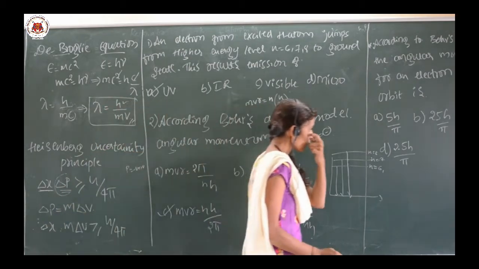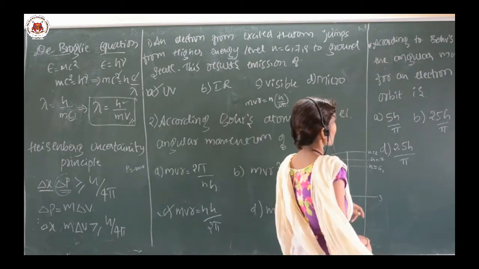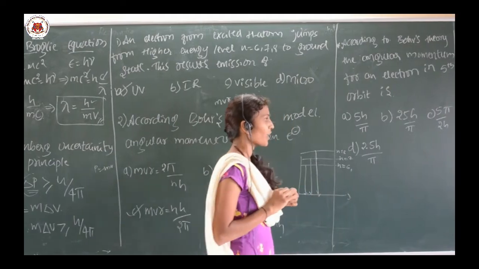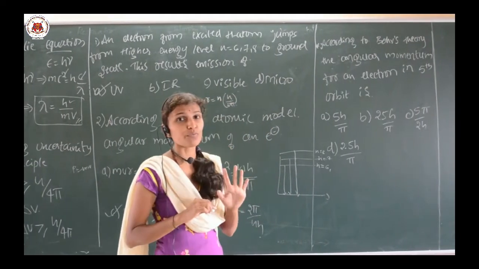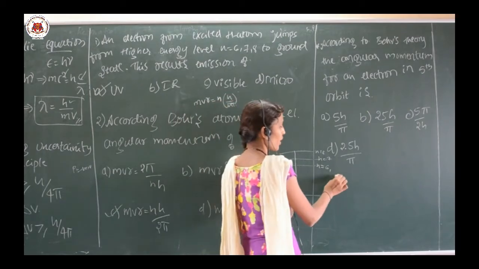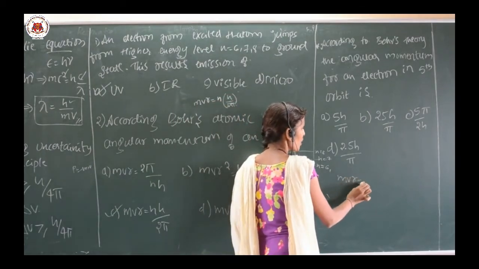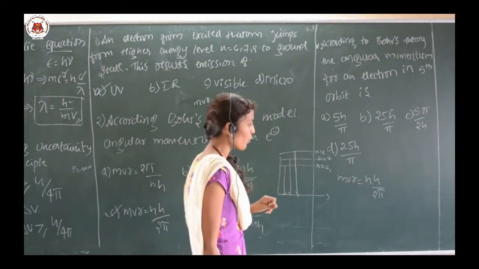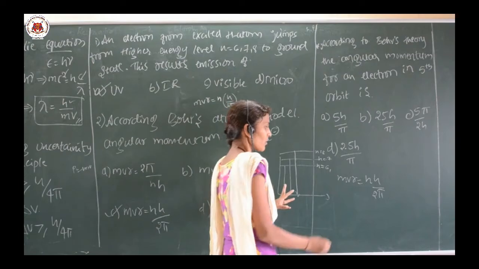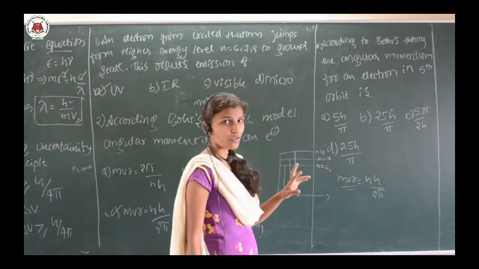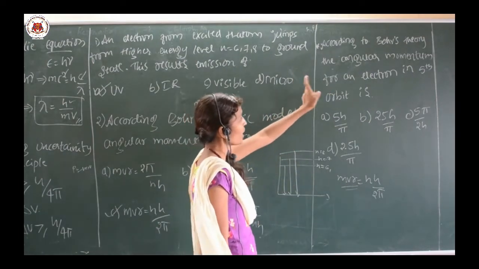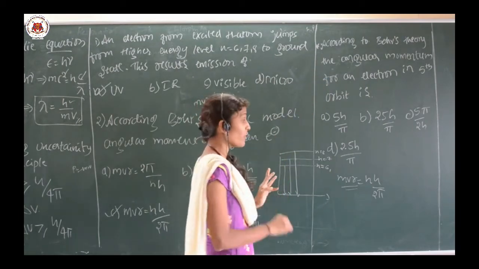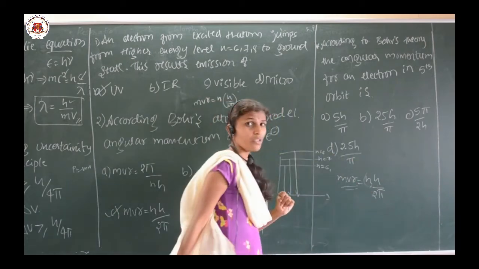Clear? So, next one. According to Bohr's theory, angular momentum of an electron in the fifth orbit, they have asked. So, what we know is that mvr equals nh upon 2 pi. Is it clear? nh upon 2 pi, and this is the angular momentum. So, what is the question? We need to find out, according to Bohr's theory, the angular momentum of an electron in the fifth orbit. It means they have given the value of n.